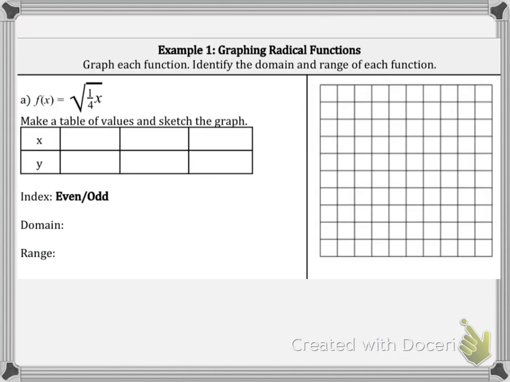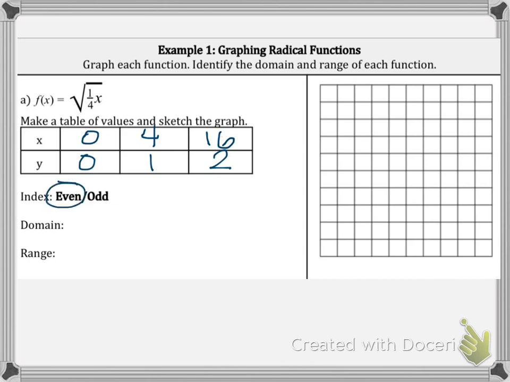So here, let's graph this radical function. We make a table of values and sketch the graph. So let's see. We can't have any negative values, so let's start with 0. When we plug in 0, we get 0. Let's plug in another good number. Let's plug in 4. We would get 1/4 times 4 is 1. And then another good number would be 16, because 16 over 4 is 4. And then the square root of 4 is 2.